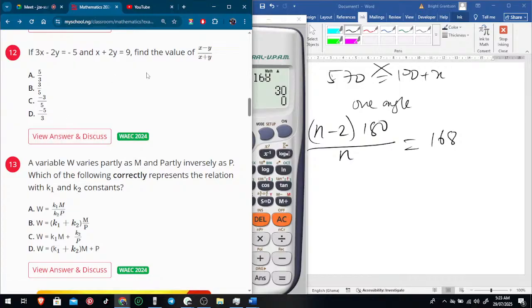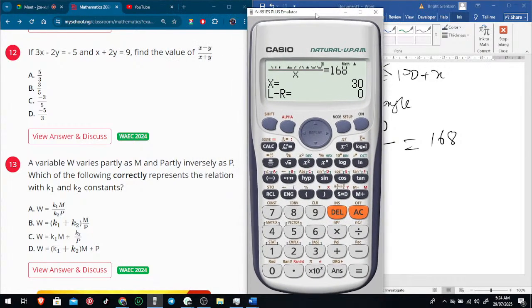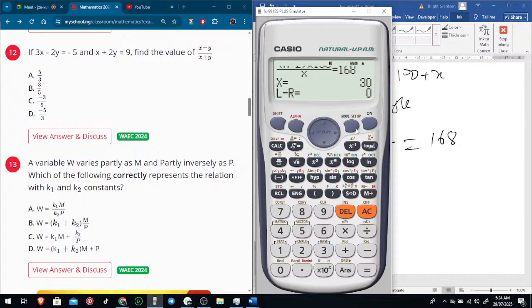Number 12 says find the value of x minus y over x plus y. So let's do this simultaneously. You have two equations. Whenever you have simultaneous equations, press mode 5 and 1. Then you input the coefficients, making sure they are arranged as x, y, and a constant. So 3, -2, and -5 for the first equation. The second one becomes 1, 2, and 9. And you press equal again.